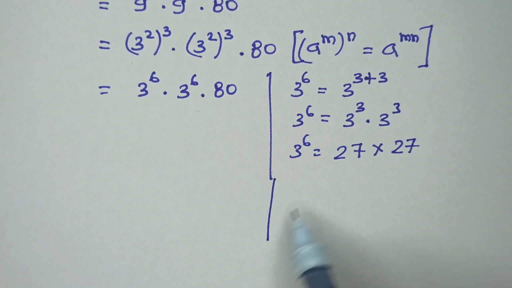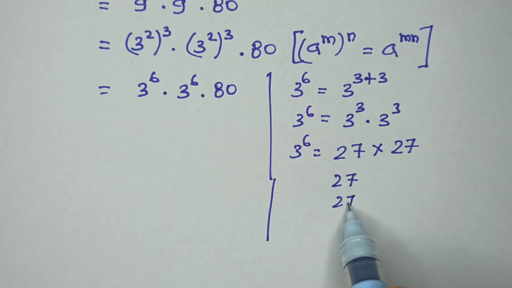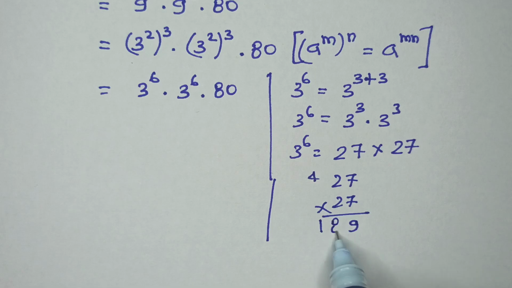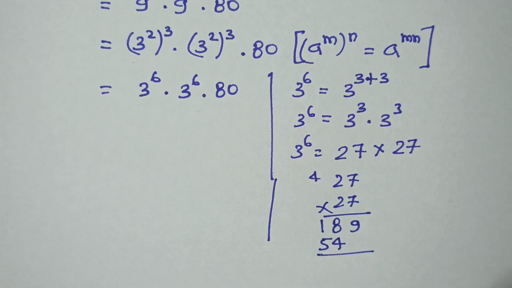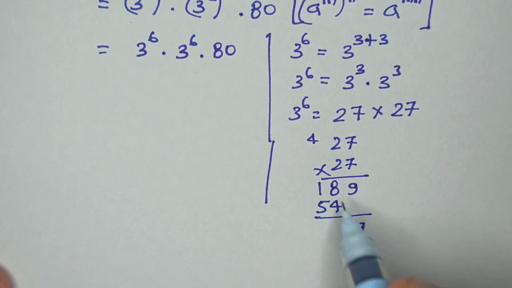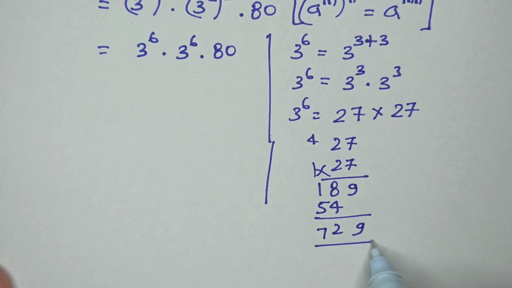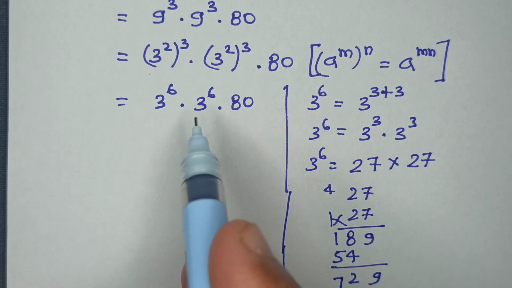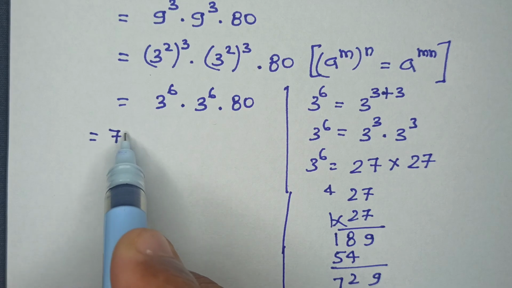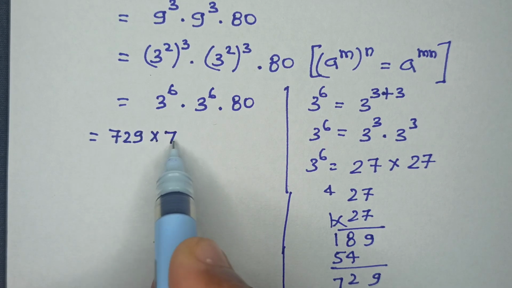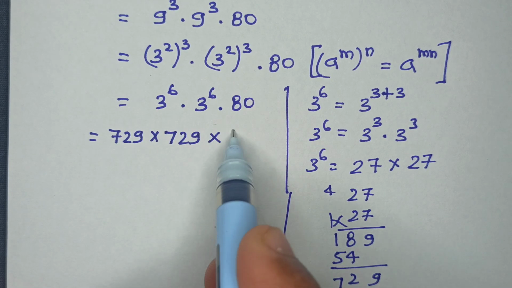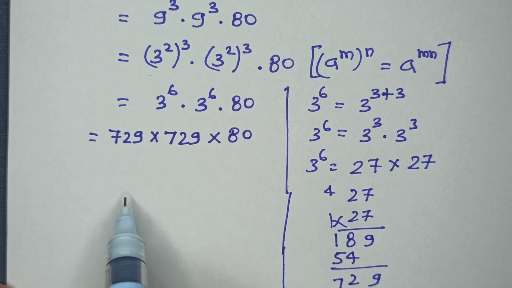Now let us multiply 27 by 27. So 7 sevens are 49, 7 twos are 14, this would be 189, and this would be 54. So 9 carried out here, 8 plus 4 is 12, so this is 729. Now let us substitute the values over here. So this is 729 multiplied by 729 multiplied by 80.